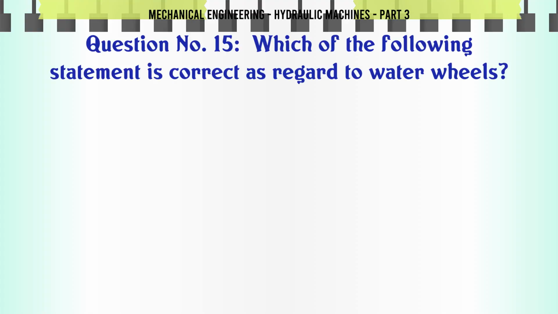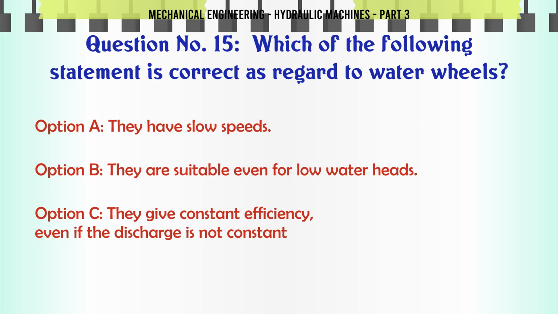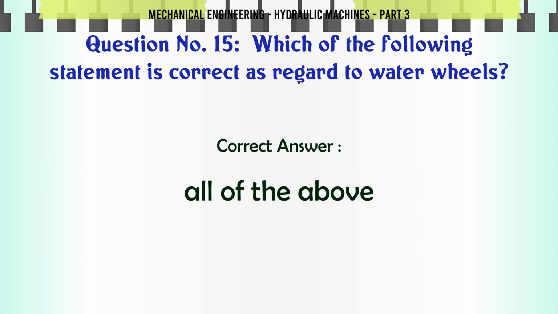Which of the following statements is correct as regards water wheels? A. They have slow speeds. B. They are suitable even for low water heads. C. They give constant efficiency even if the discharge is not constant. D. All of the above. The correct answer is all of the above.